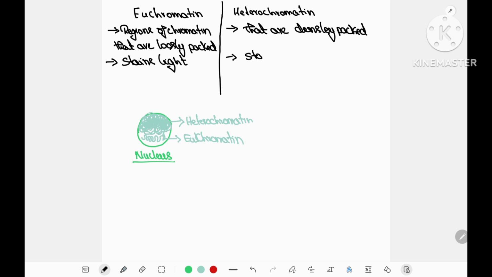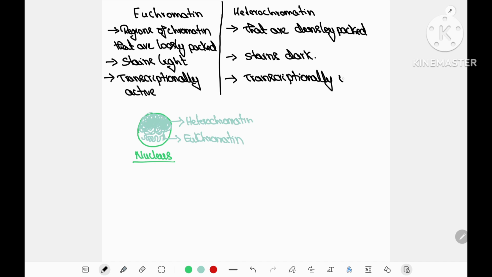Euchromatins will stain light after the staining procedure, whereas heterochromatins will stain dark. Euchromatins are transcriptionally active, that means they undergo the process called transcription to form mRNA, whereas heterochromatins are transcriptionally inactive because of their packaging. The concept you will study later.